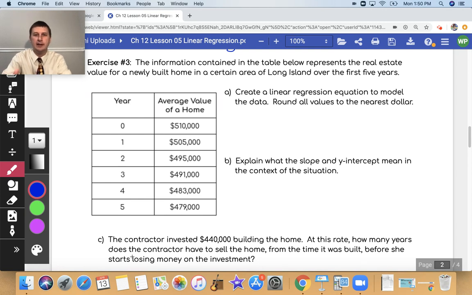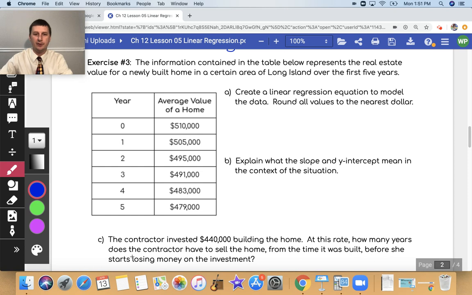So what we did in exercises numbers 1 and 2 was we created this linear regression equation, and we even predicted in the previous exercise a missing value that we did not have. So we're going to look at exercise number 3 now and do some similar stuff and then add on to it a little bit more.